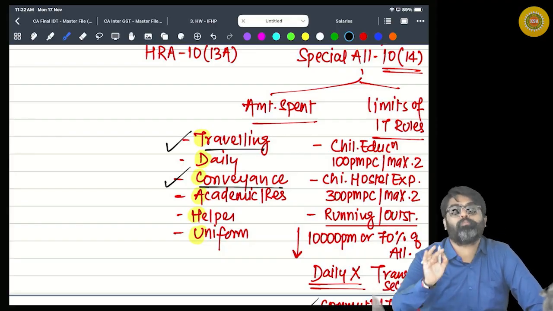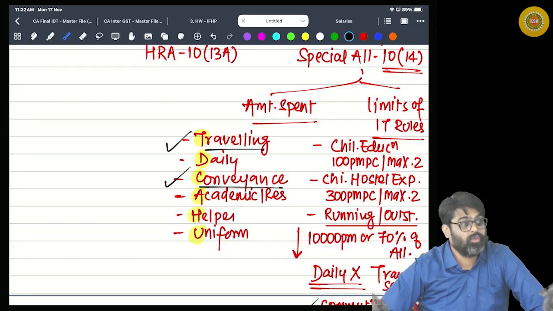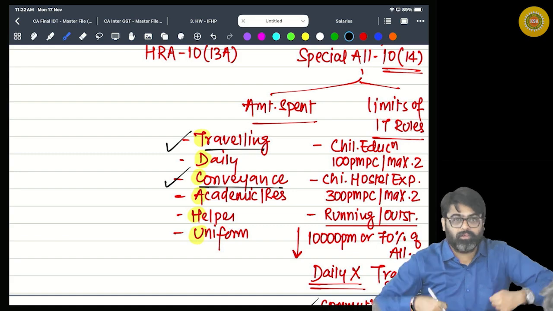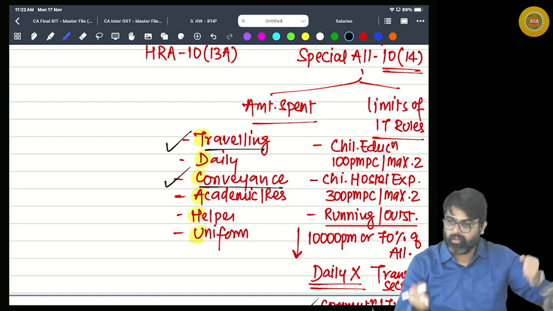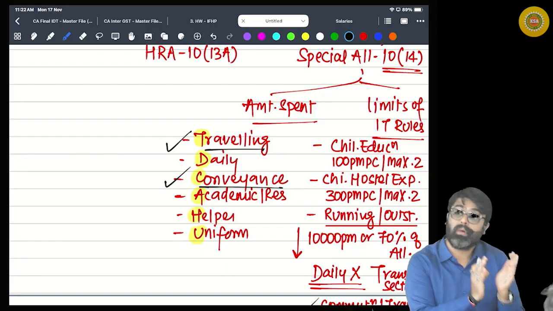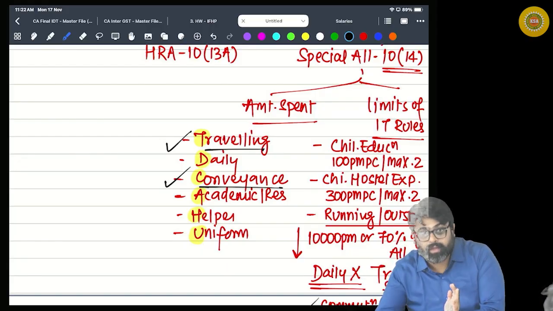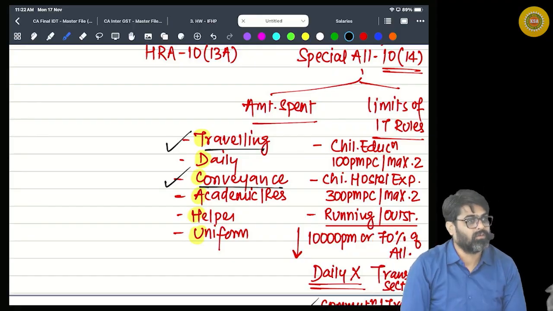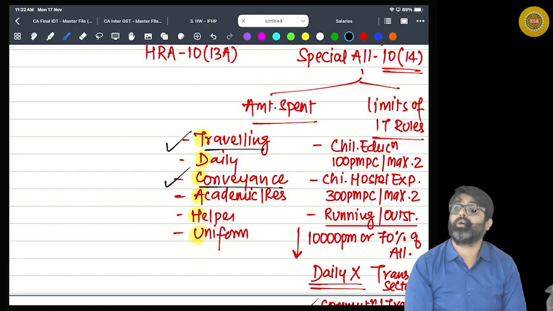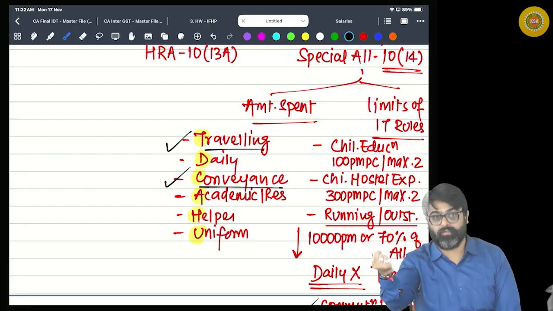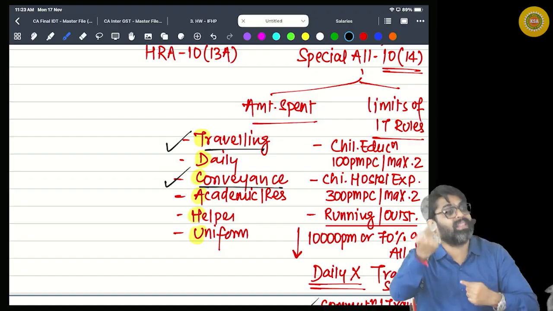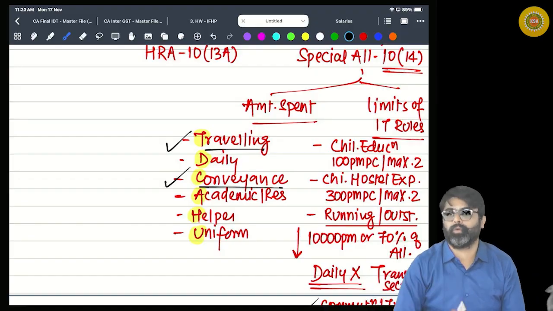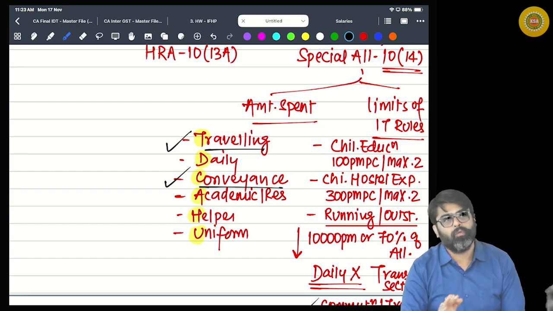What is conveyance allowance? In the course of performing your duties, you are using some conveyance, some vehicle, like a scooter, motorcycle, or motor car. These are used by you while performing your duties. So there might be some cost involved for their repair and maintenance, for their petrol, diesel, etc. Yes or no? To meet the cost of operating that conveyance, which you are using for your official duties, this allowance is given.